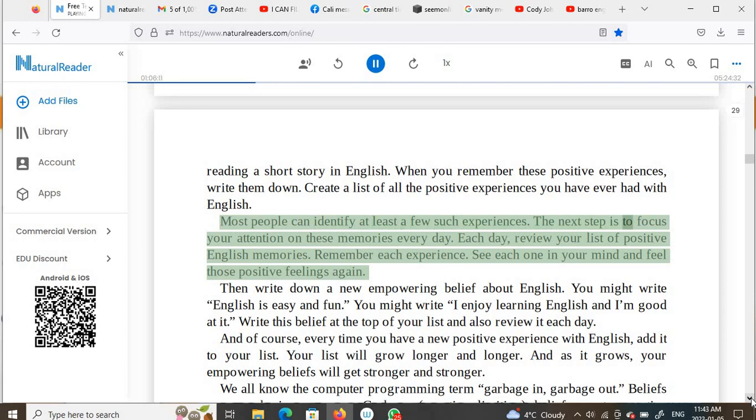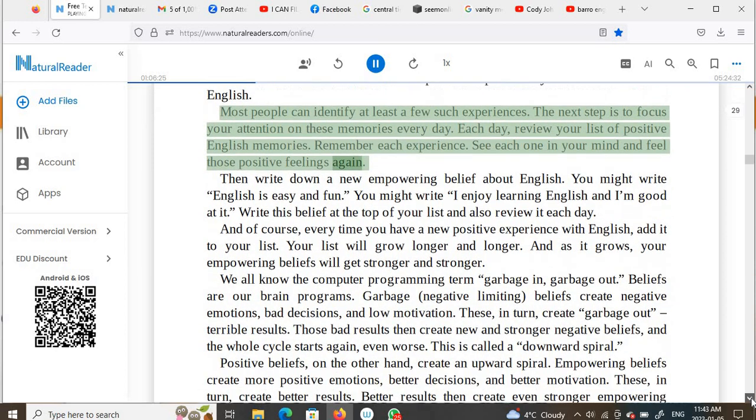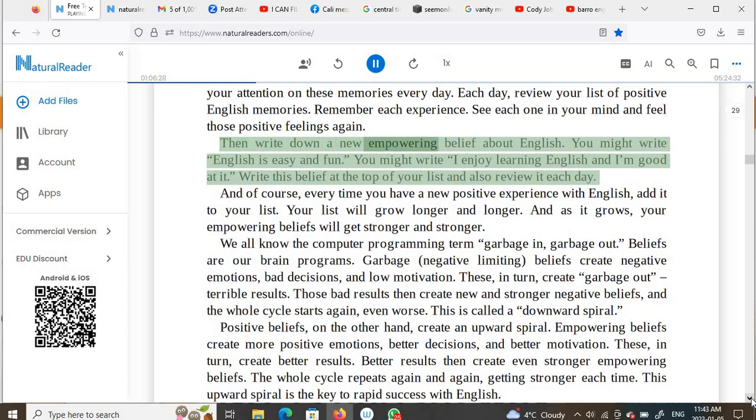The next step is to focus your attention on these memories every day. Each day, review your list of positive English memories. Remember each experience. See each one in your mind and feel those positive feelings again. Then write down a new empowering belief about English. You might write, "English is easy and fun." You might write, "I enjoy learning English and I'm good at it." Write this belief at the top of your list and also review it each day.